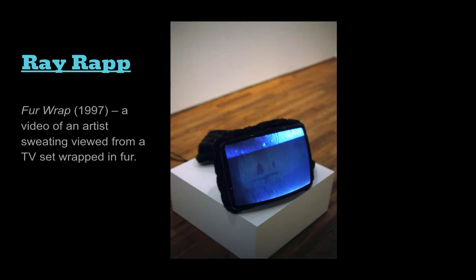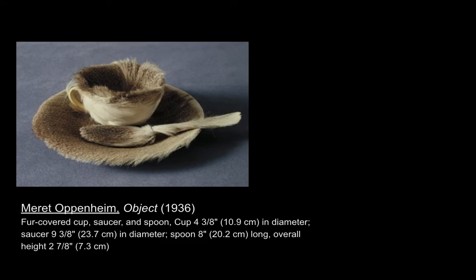Ray Rapp's Fur Rap from 1997 shows a video of an artist sweating, viewed from inside a TV set wrapped in fur. This work references Merritt Oppenheim's Object from 1936. The impetus for this work came from a joke. At lunch with Dora Maar and Pablo Picasso, Oppenheim's bracelet caught Picasso's eye. Her bracelet was lined with fur, and Oppenheim quipped that anything could be lined with fur, even the cup and saucer that were before them on the table.